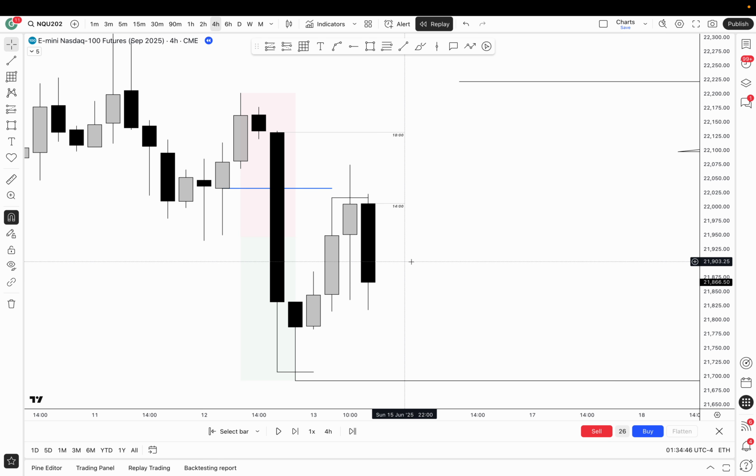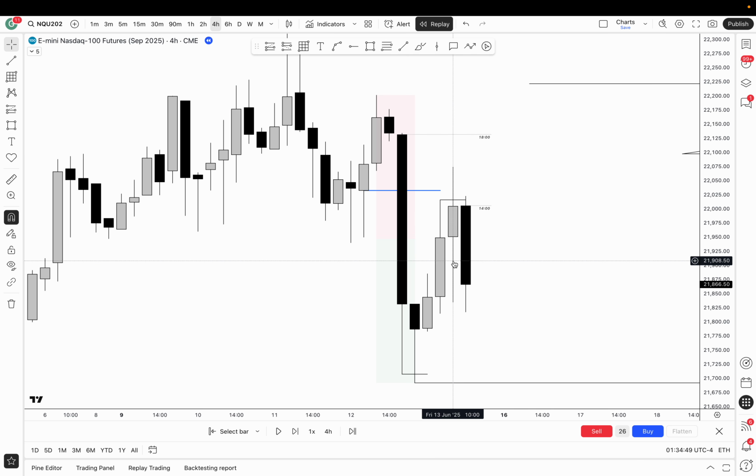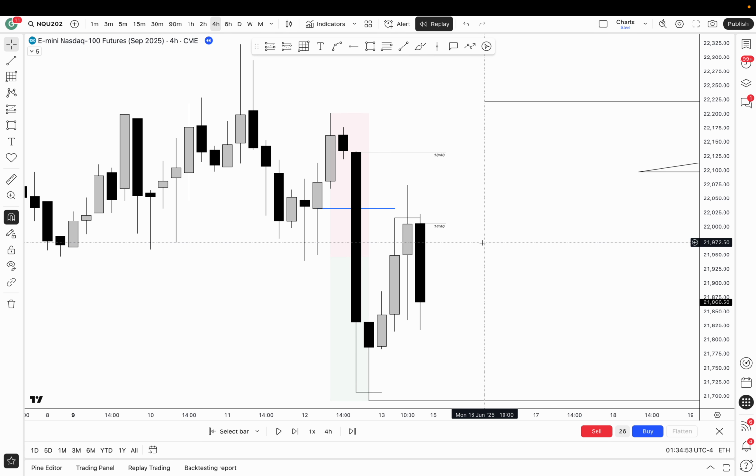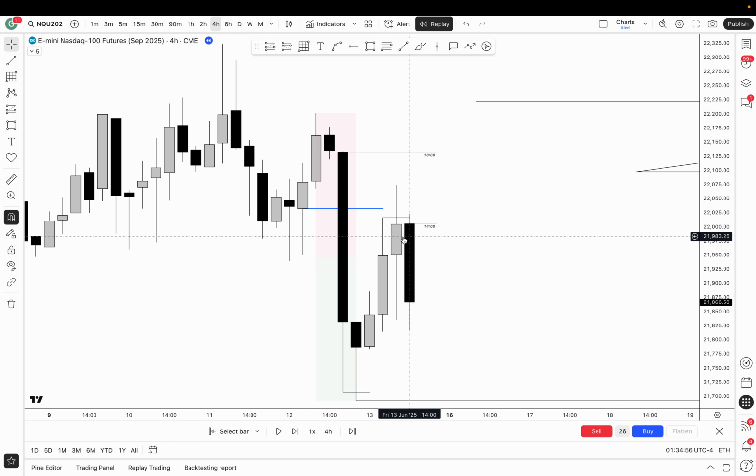See how the logic is the same. It doesn't really matter what kind of thing you're trading. It doesn't really matter what time you trade. It does not matter.